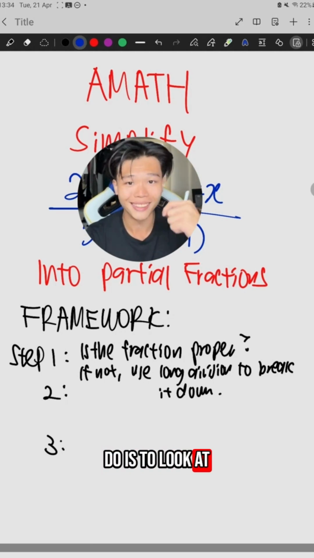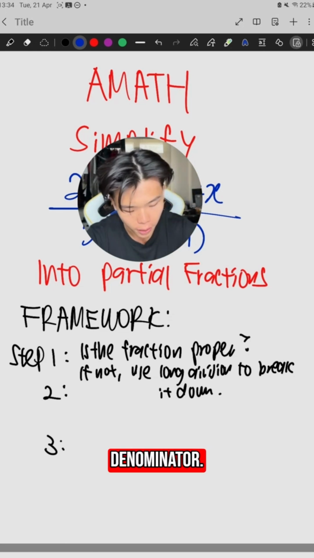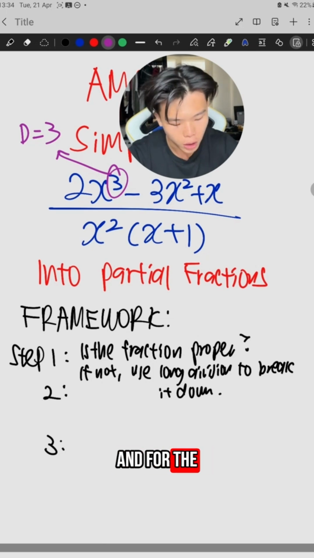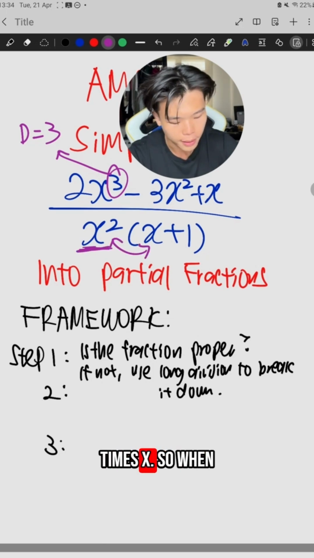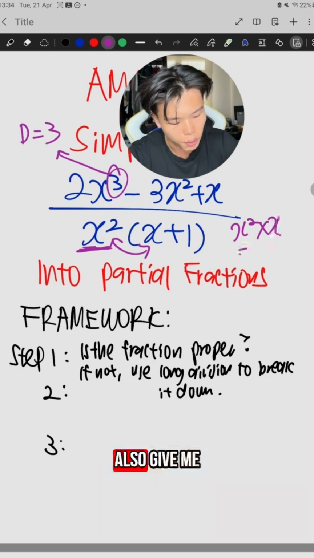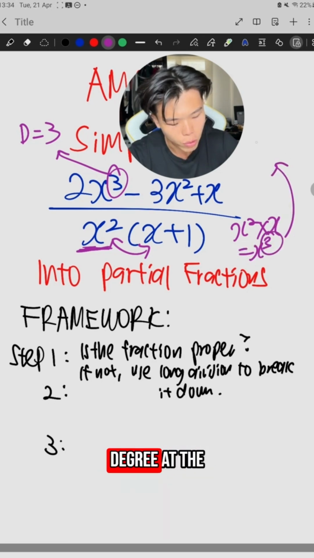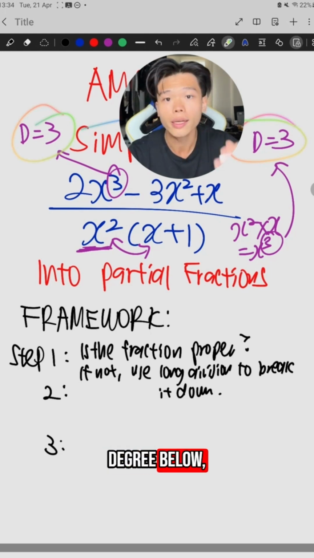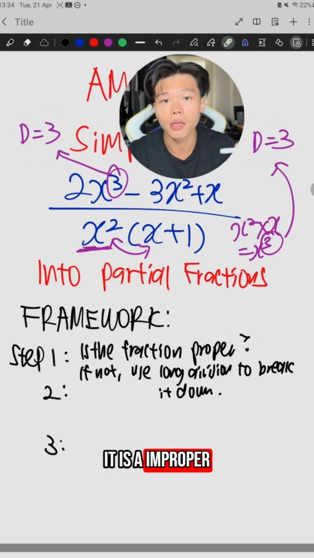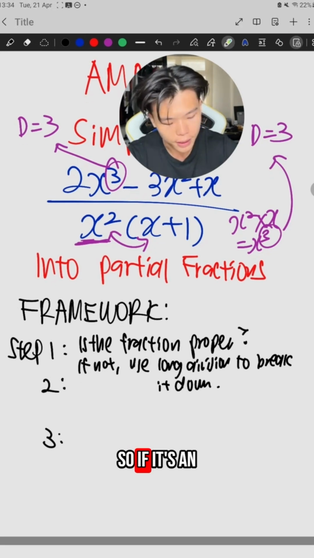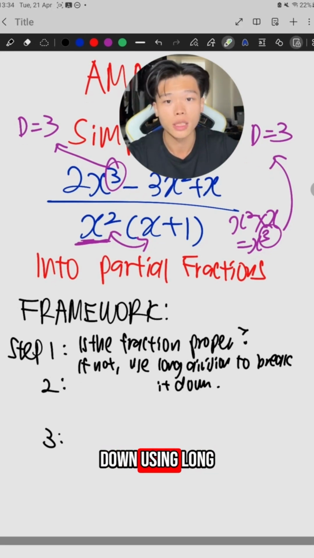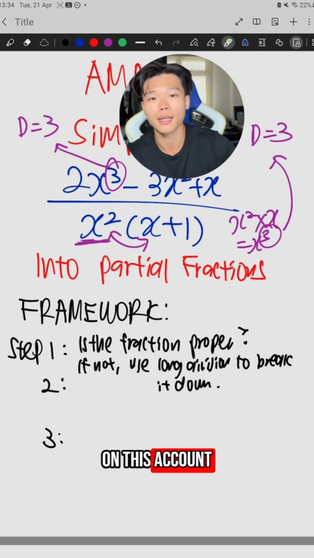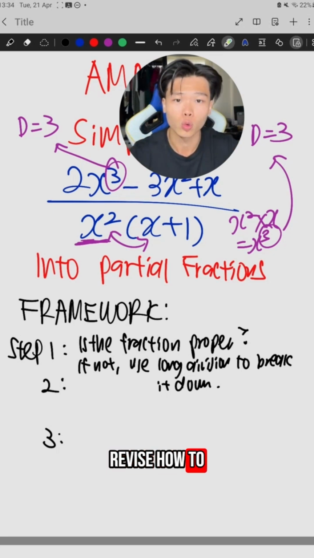All I need to do is look at the degree of the numerator and the denominator. We can see that the degree of the numerator is 3. For the denominator, I have x squared times x, which will also give me x cubed, and that tells me the degree of the denominator is 3. So if the degree on top is the same as the degree below, it is an improper fraction. If it's an improper fraction, you need to break it down using long division, which is another skill that I will cover in my next video. So make sure you follow this account so that you can revise how to do long division.